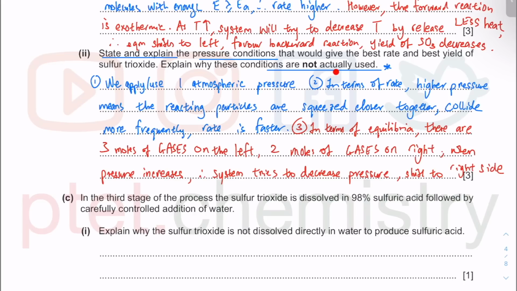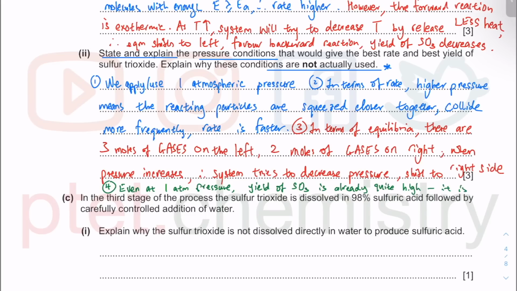But why do we not actually use higher pressure than 1 atmospheric pressure? When we do use 200 atmospheric pressure for the Haber process, that is because even at 1 atmospheric pressure, which is what we use, the yield of SO3 is already acceptable and quite high. So it is actually the cost factor. It costs a lot more to go to higher pressure. So the yield is already acceptable and it's expensive.